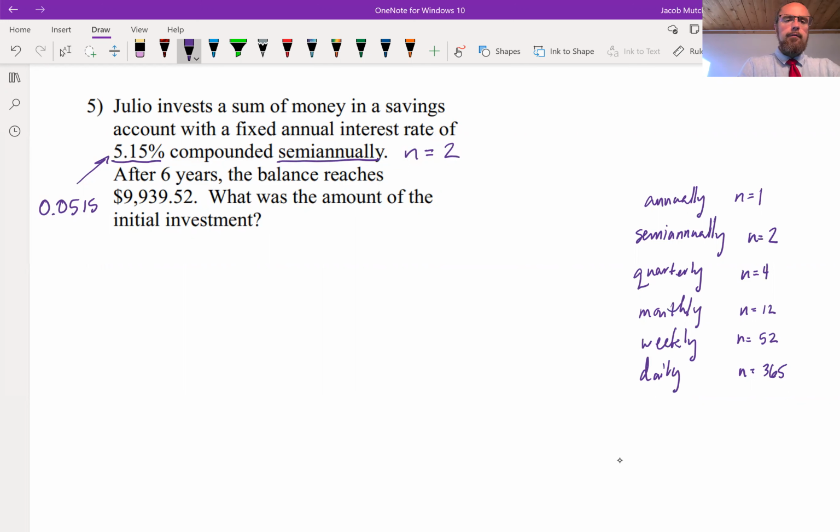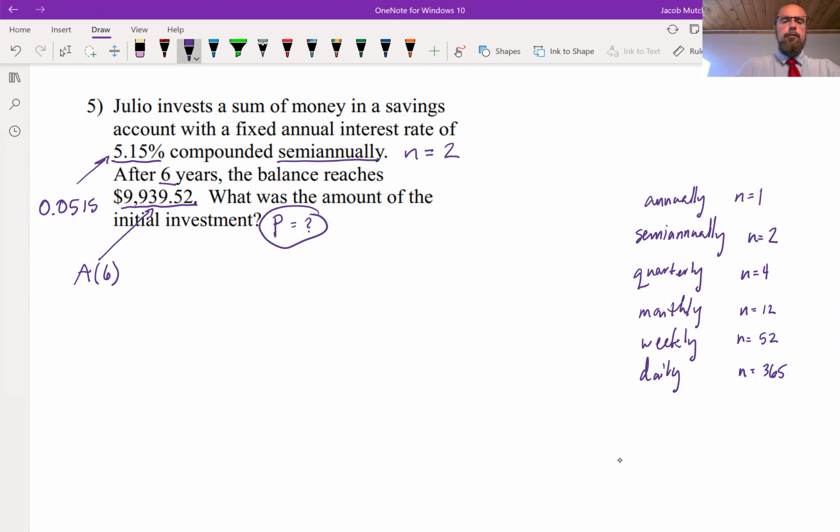So we are looking for after 6 years, so that's going to be our time. The balance reaches $9,939.52. So that's my future amount. We'll call that A of T, which is A of 6. Our question is, what is the amount of the initial investment? We want to find what's the principal.